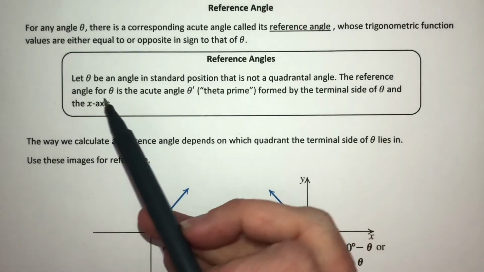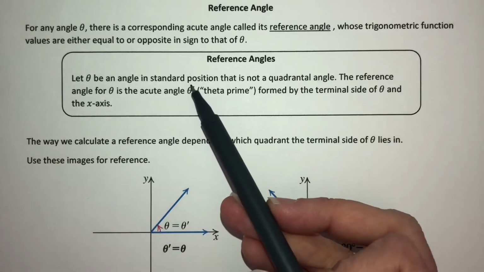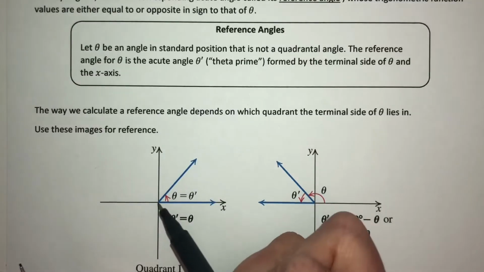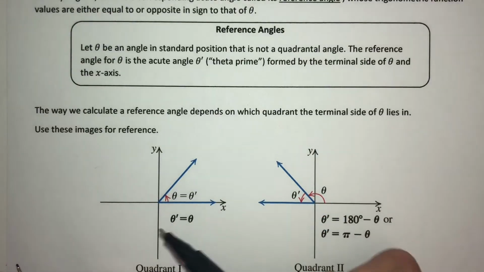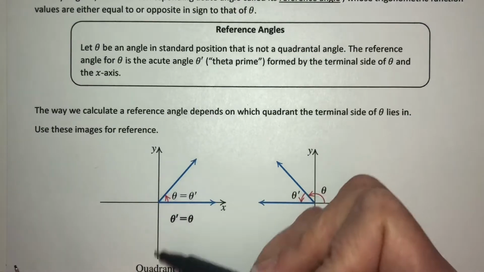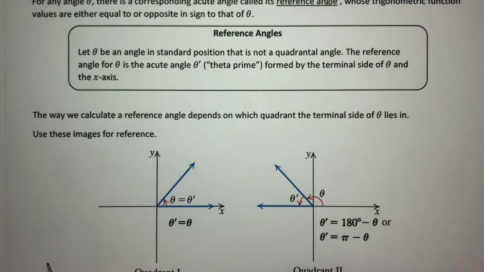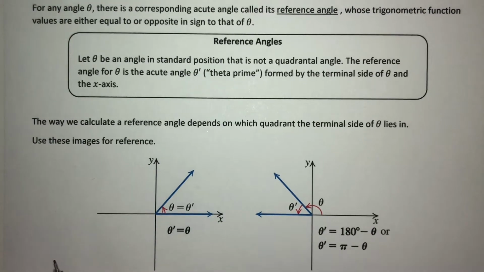So if theta is an angle in standard position that is not a quadrantal angle, so as long as its vertex is at 0, 0, at the origin, and the terminal ray is not the x or y axis, then we have what we call a reference angle that we can calculate, not really mattering what quadrant our terminal point lies in.